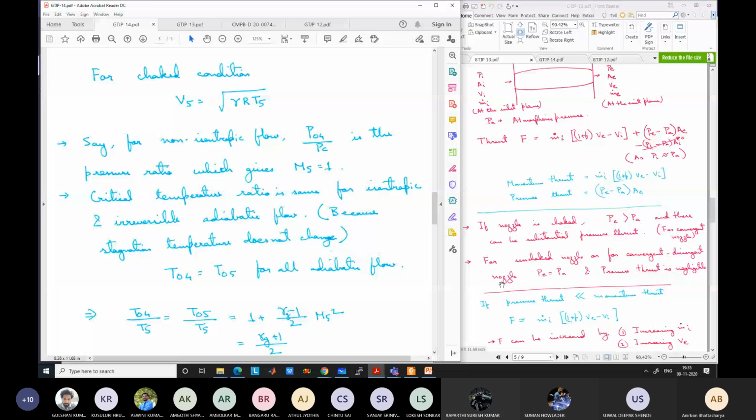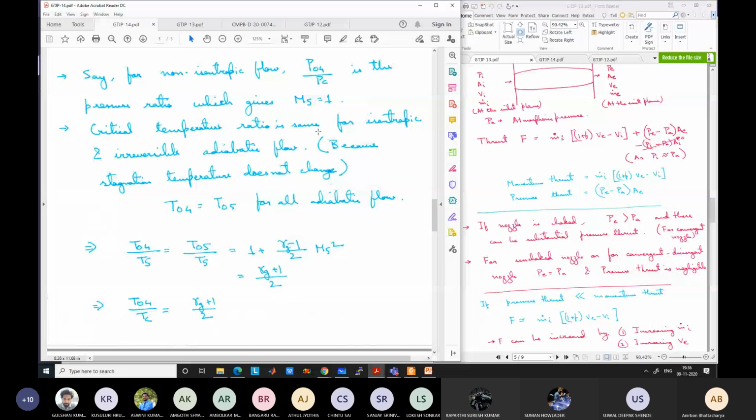This same thing is written here, so don't worry about it. Whatever I have explained, the critical temperature ratio is the same for isentropic and irreversible adiabatic flow because the stagnation temperature does not change. We have already discussed this. So the critical temperature is 2 by (gamma plus 1) times T04. Up to this point we have discussed already.